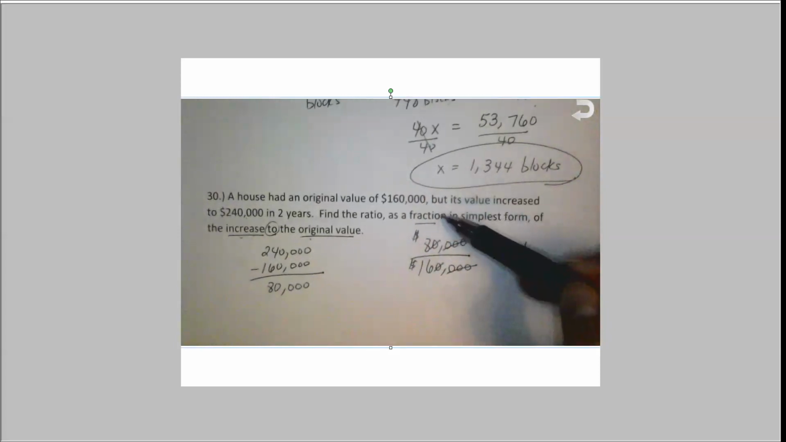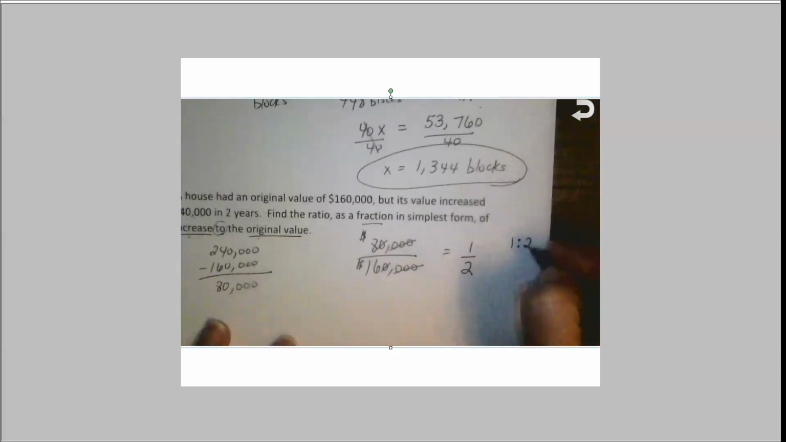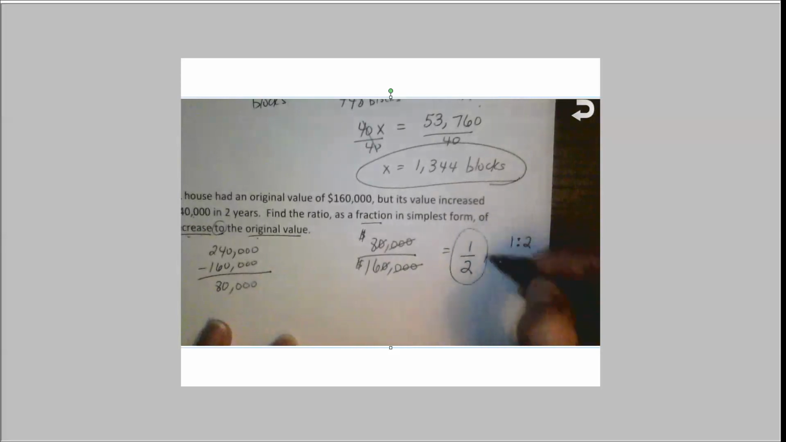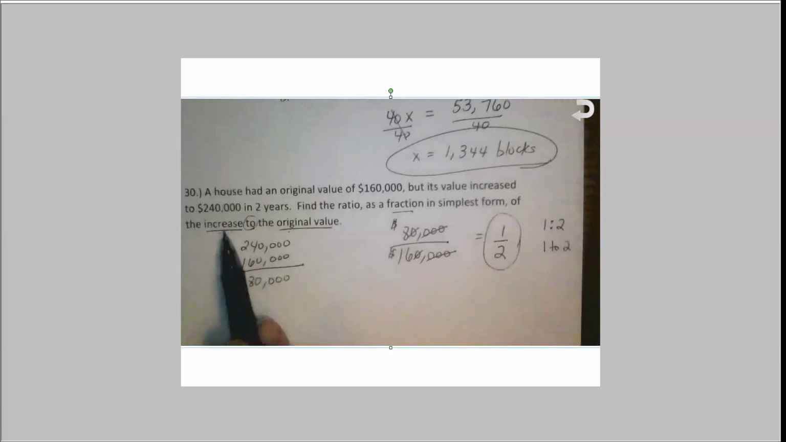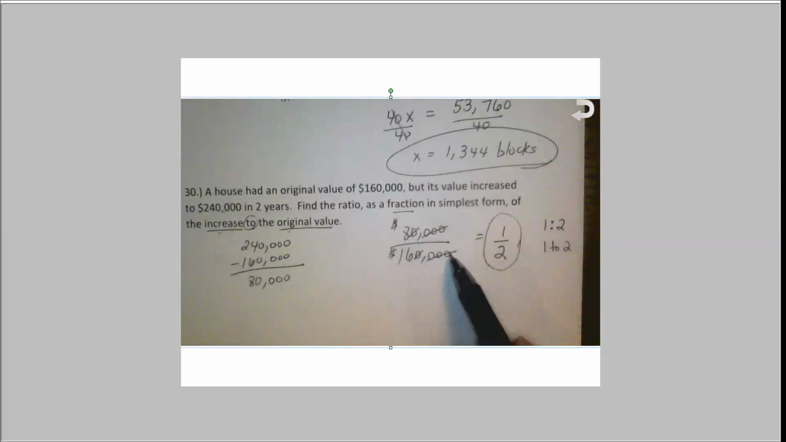It asks for a fraction. If it asks for a colon, you would give your answer this way. Using the word to, you would give your answer in this form, but be specific to give your answer as it asks. So the increase in value was $80,000 to the original value of $160,000. You can divide that in your calculator and convert that back into a fraction, or we're simply just reducing that down to lowest terms. I could cancel 4 zeros on top with 4 zeros on the bottom, leaving 8 over 16, which both are divisible by 8, and that gave me 1 to 2 as my answer.